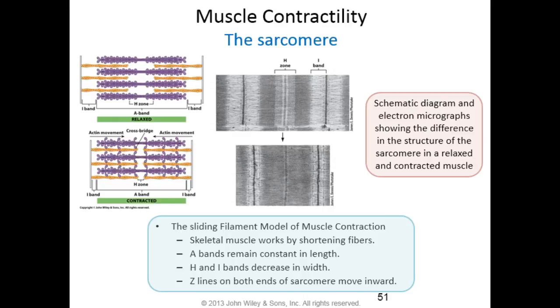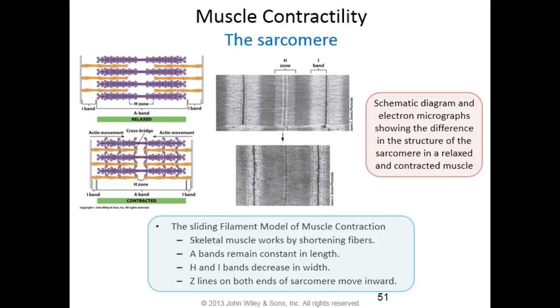In the sliding filament model of muscle contraction, the skeletal muscle works by shortening fibers, or ratcheting them across the actin or thin filaments. The bands actually remain constant in length, but decrease in width as they cross each other. So the A band remains constant in length, the H and the I bands decrease in width, and the Z lines at both ends of the sarcomeres move toward each other. So all skeletal muscle operates by shortening.